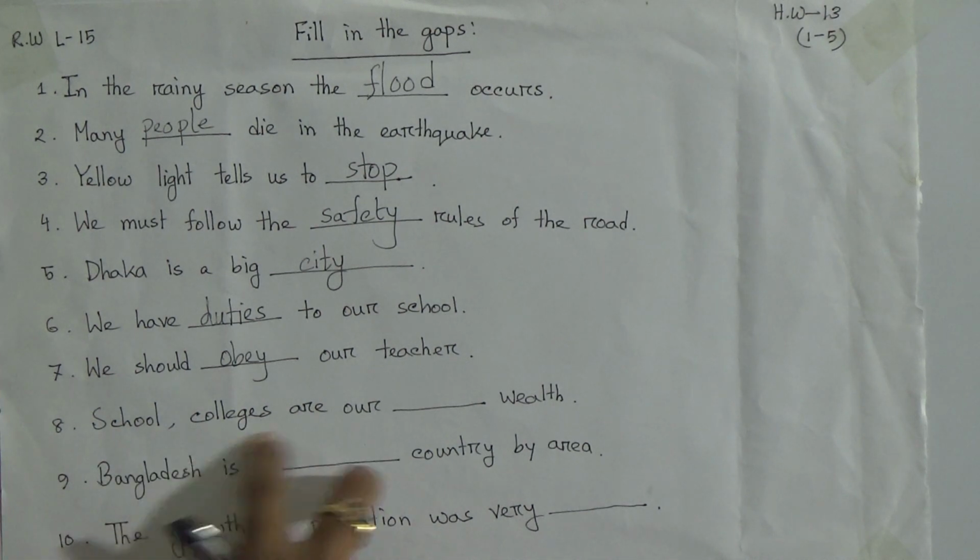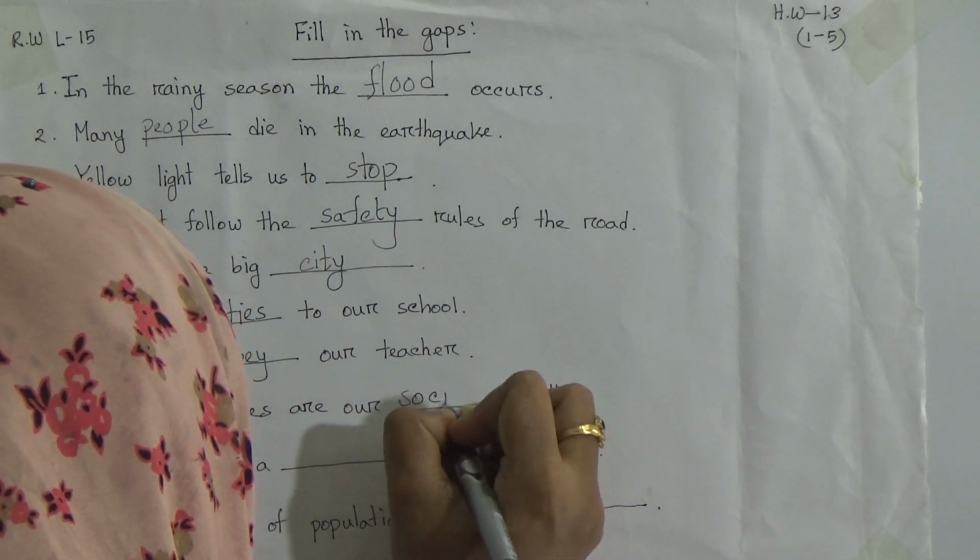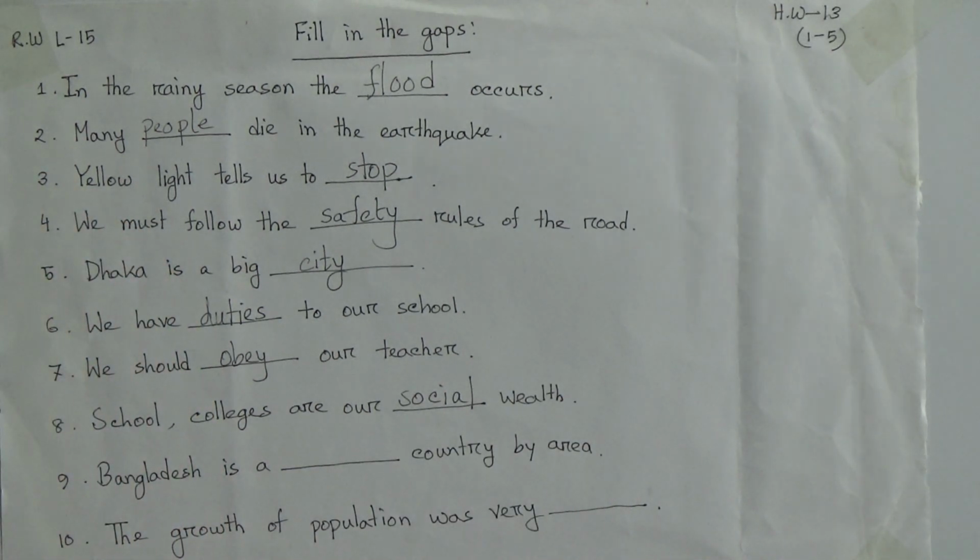Number 8, school colleges are our dash wealth. School colleges are our social wealth. We have read in our book, we have 3 kinds of wealth. Some are our own wealth, like our house, our industry, our book, any kind of land. These are our own wealth, and school colleges are our social wealth. Then we have also national wealth.